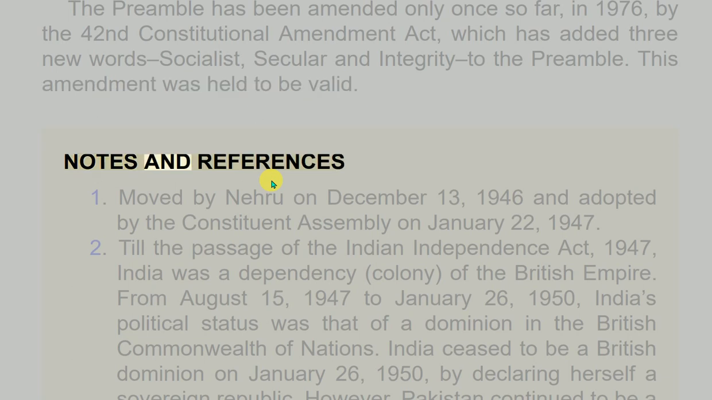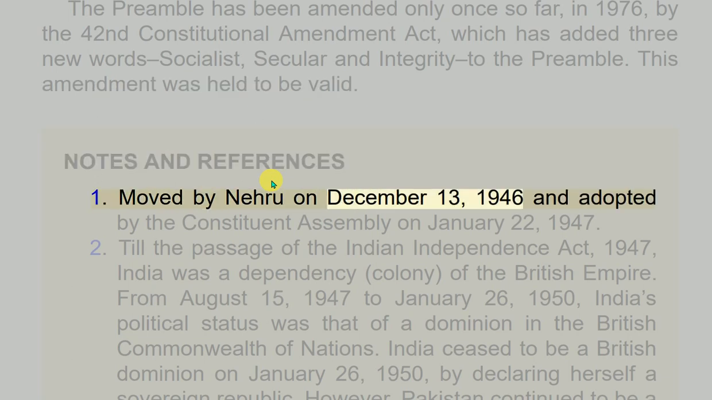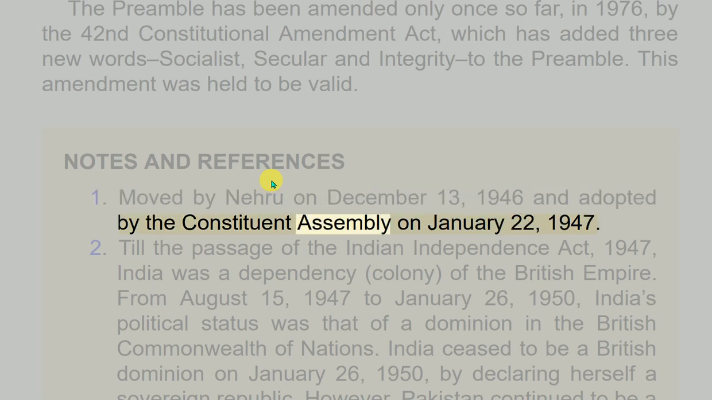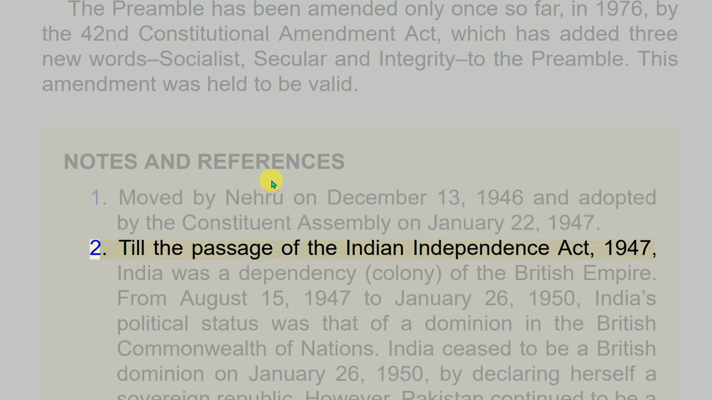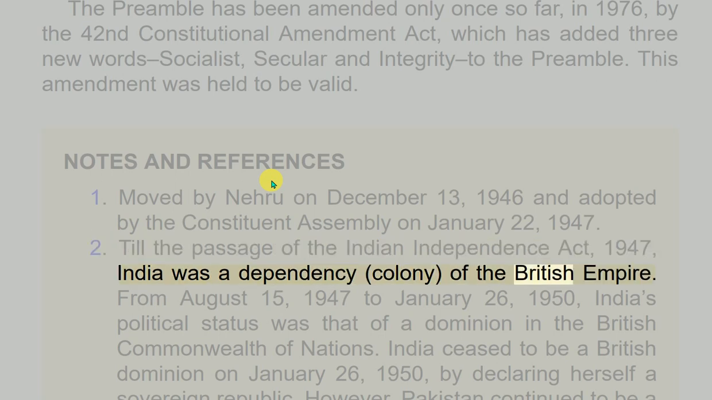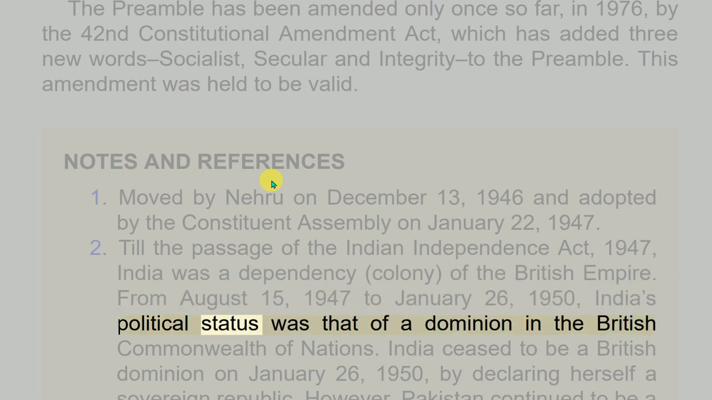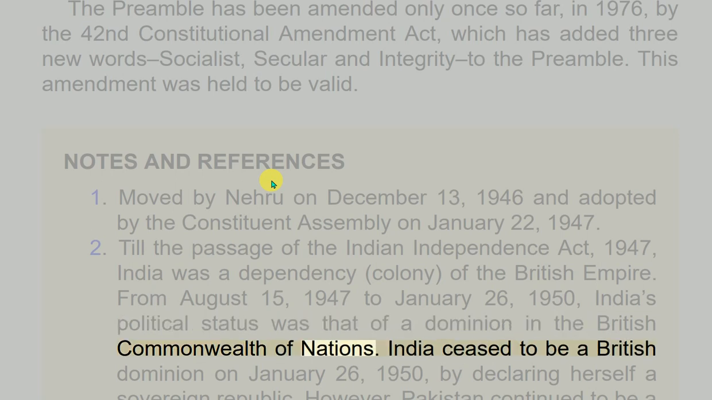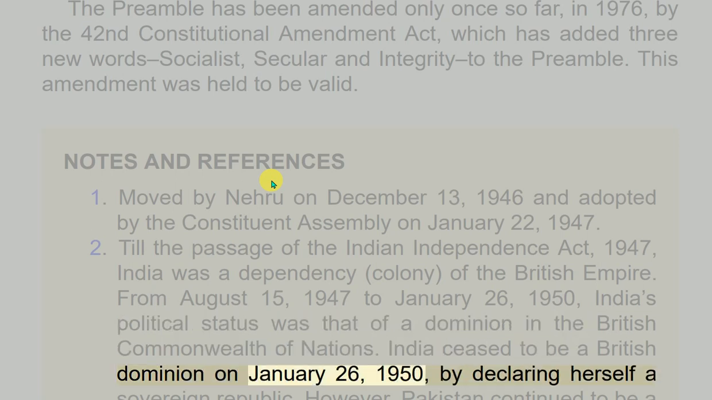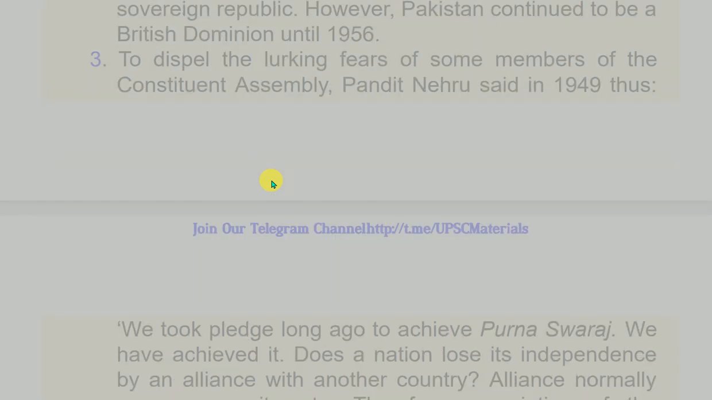Notes and references. 1. Moved by Nehru on 13 December 1946 and adopted by the Constituent Assembly on 22 January 1947. 2. Till the passage of the Indian Independence Act, 1947, India was a dependency, colony, of the British Empire. From 15 August 1947 to 26 January 1950, India's political status was that of a dominion in the British Commonwealth of Nations. India ceased to be a British dominion on 26 January 1950, by declaring herself a sovereign republic. However, Pakistan continued to be a British dominion until 1956. 3. To dispel the lurking fears of some members of the Constituent Assembly, Pandit Nehru said in 1949 thus: "We took pledge long ago to achieve Purna Swaraj. We have achieved it.